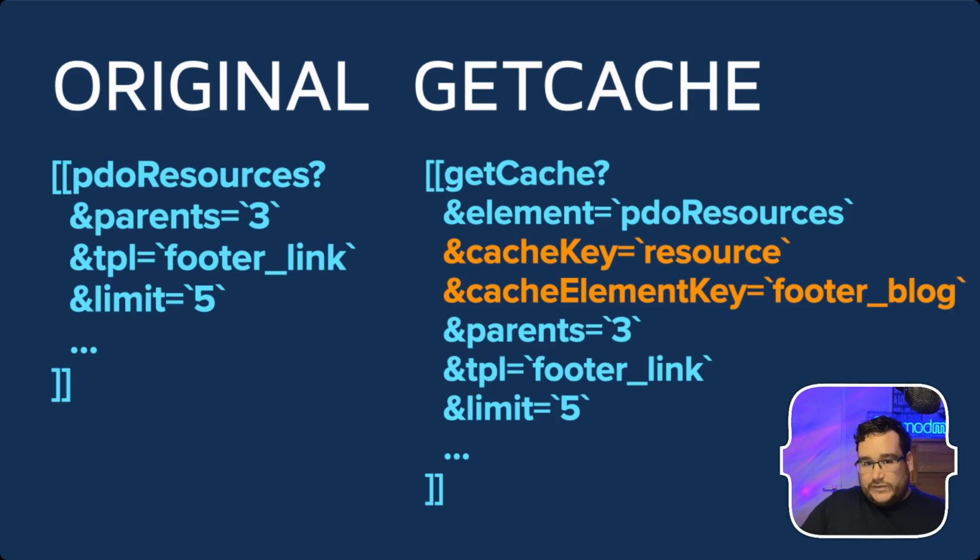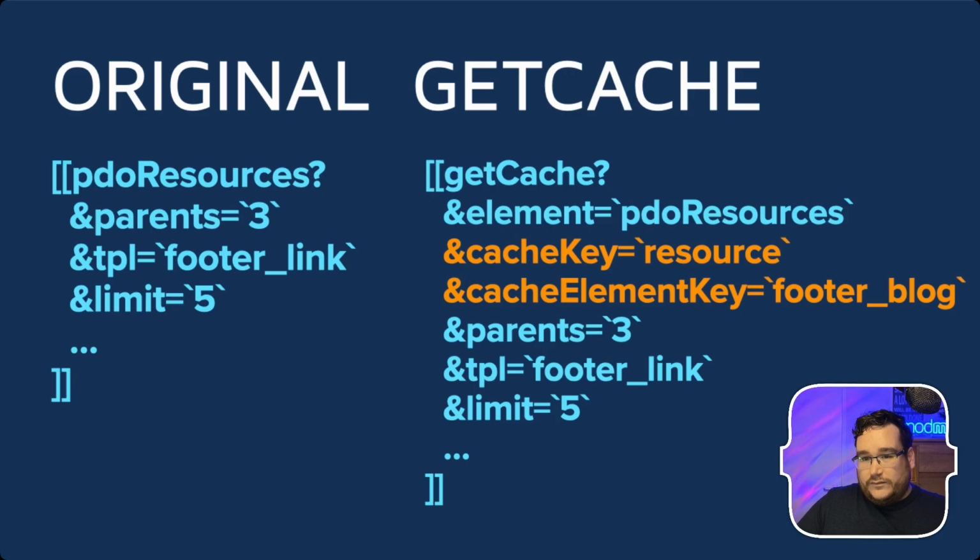And secondly, we're specifying a cache element key, in this case of footer_blog. So this is one cache file that's going to be reused no matter where this getCache snippet call is. This is perfect for a use case like this.